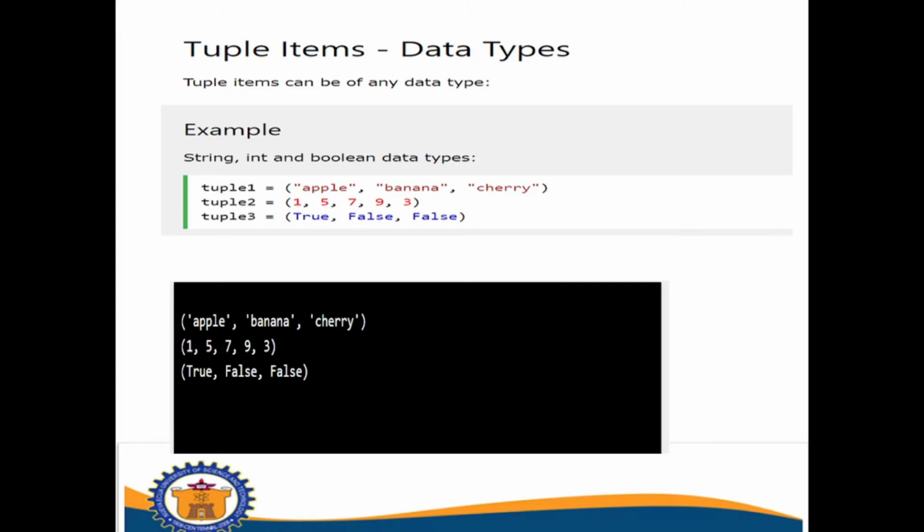We have the first tuple, tuple 1, which has elements such as the strings apple, banana, and cherry. Tuple 2 has integers such as 1, 5, 7, 9, 3. And tuple 3 has boolean values true, false, false. So, all of these are acceptable element formats for a tuple.